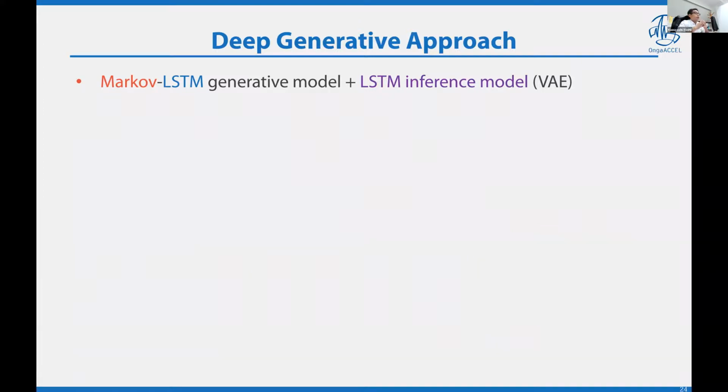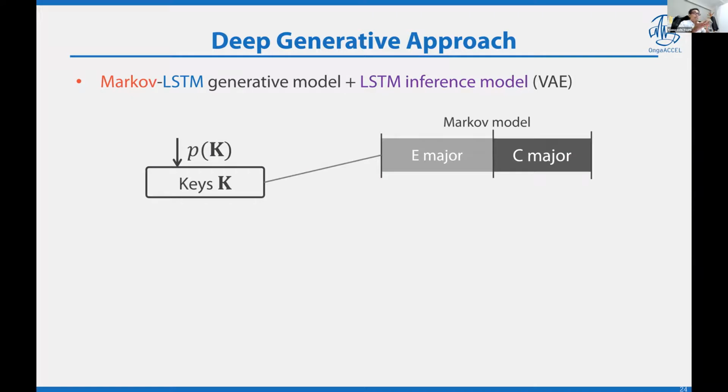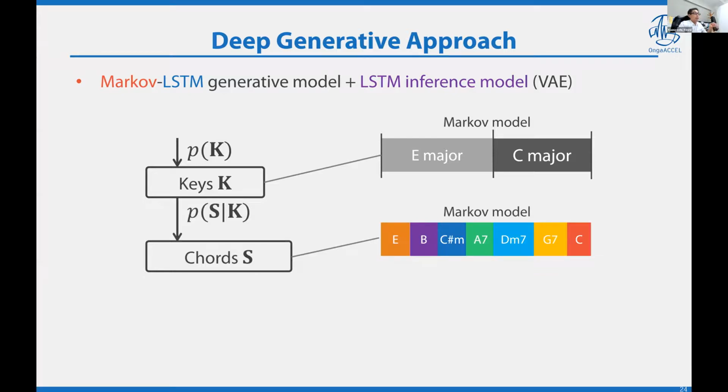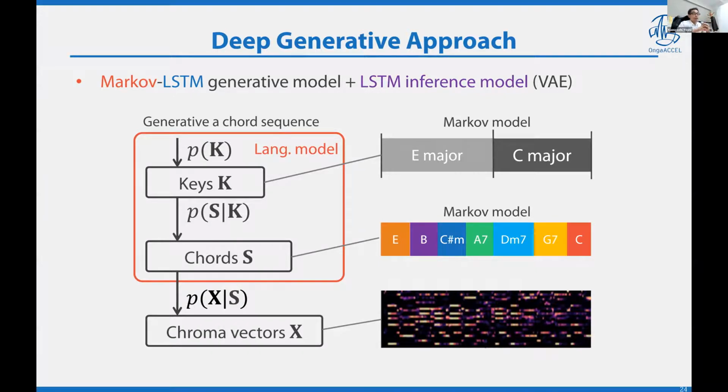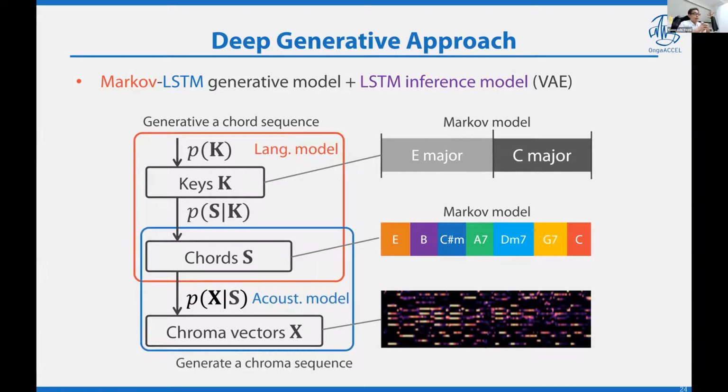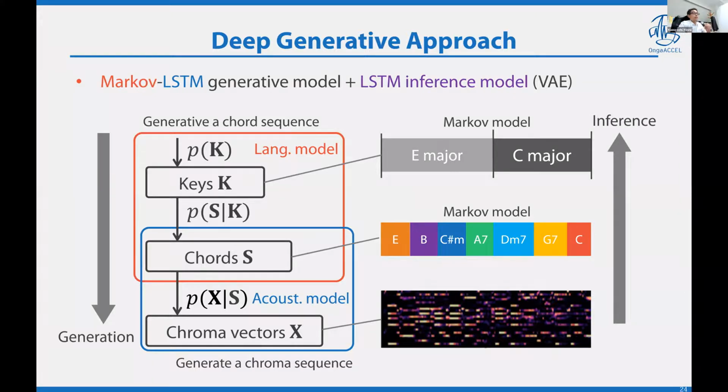Based on this idea, we take a deep generative approach to chord transcription. So first, as in the singing transcription, we assume that keys are stochastically generated according to this Markov model. And then some chord progression is determined stochastically according to another Markov model. So this corresponds to a language model. And then a sequence of chroma vectors is generated according to this acoustic model. So this is the generation process. So this is the inference process.